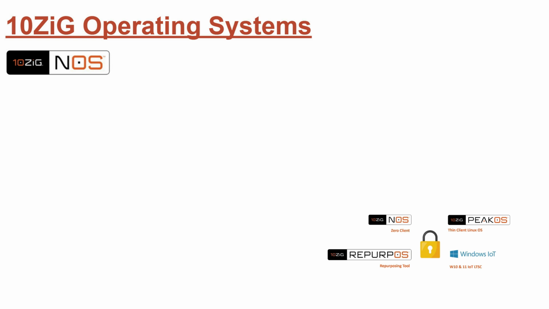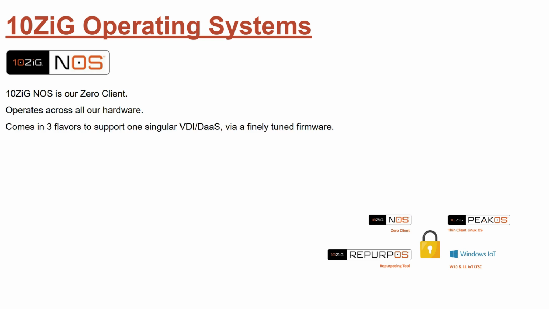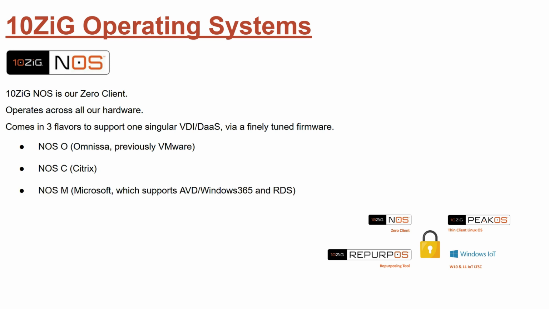Tenzig NOS is our zero client, which operates across all our hardware and comes in 3 flavors to support one singular VDI DaaS via a finely tuned firmware to support either NOS-O, Omnissa, that was previously VMware, NOS-C, Citrix, and last but not least, NOS-M, Microsoft, which supports AVD, Windows 365, and RDS.